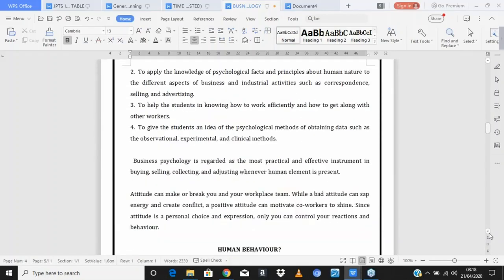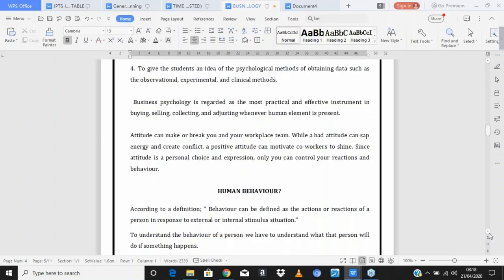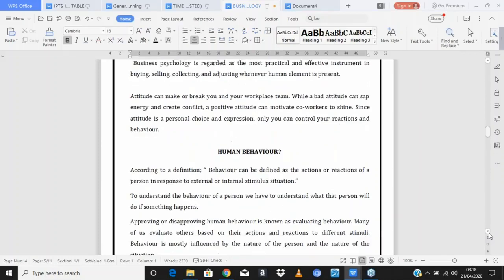Okay, so in summary, business psychology is a very practical and effective instrument in managing people, in buying, in selling, in leading, in following, because it teaches us how to relate to people. And attitude can, as we said, either be used well or used wrongly in the work environment. So understanding business psychology is a key resource that we all need.